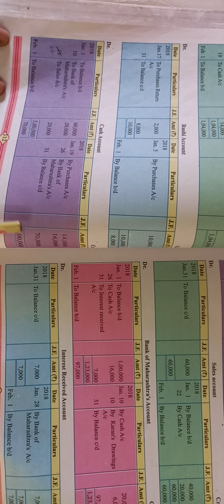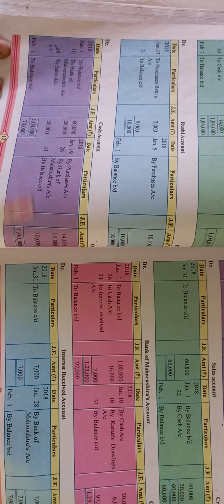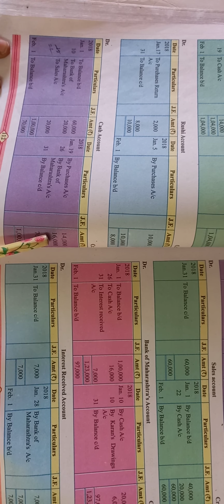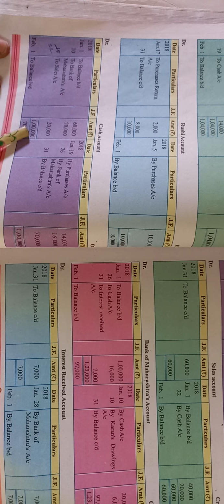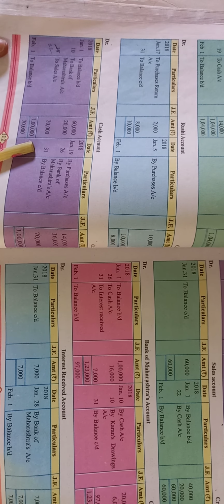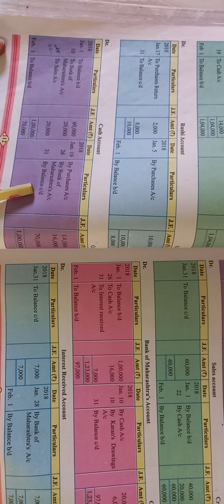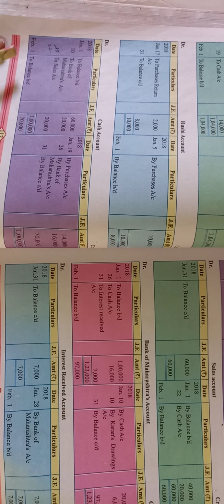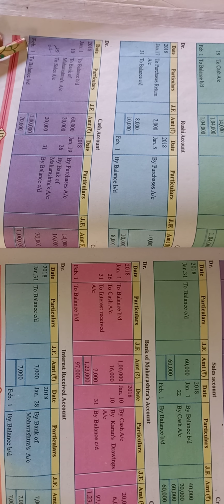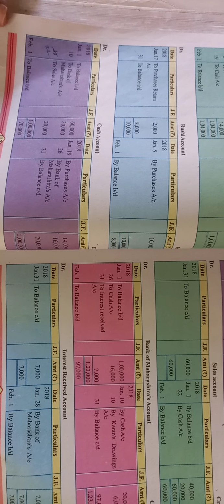So cash total, debit side total is 1 lakh rupees and credit side total is 30,000. So 1 lakh minus 30,000, 70,000, this is the balance 31st January by balance carried down. Both the side equal total, and this carried down balance is brought down for the next month, opposite side February 1st to balance brought down 70,000.